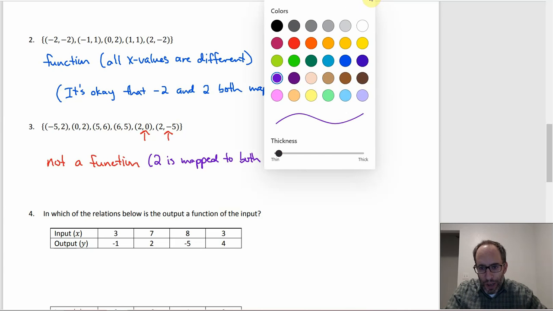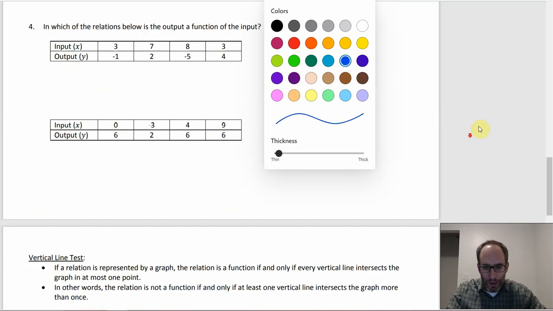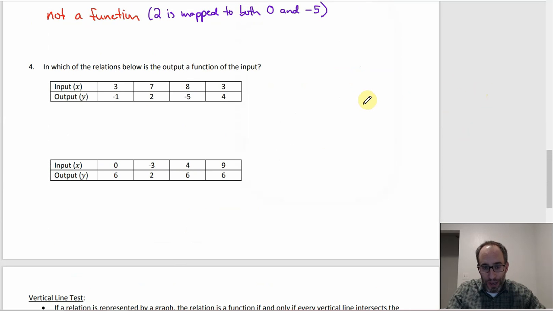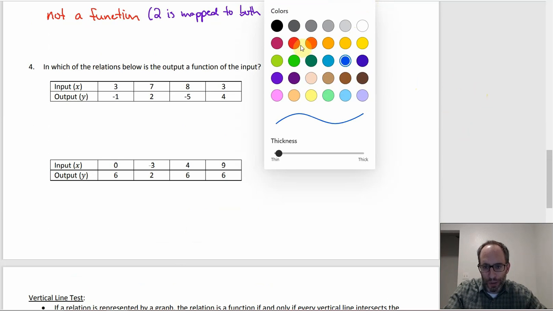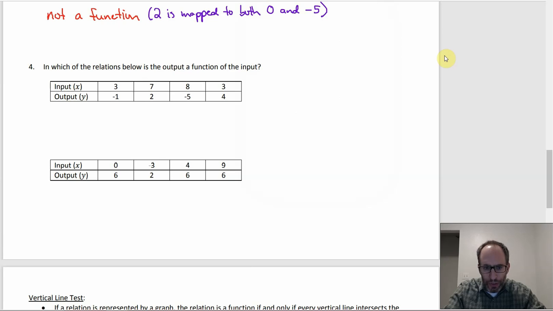And then the way I have 4 written is basically like the way that they look in the homework. There are questions that are just like this, where it says in which of the relations below is the output a function of the input. So if you think of the output as being the y values and the input as being the x values, then I think you'll be in good shape. And if we kind of look at what's going on here, so just go through the x values, see if any of them are the same, and then if they're the same, check the y values.